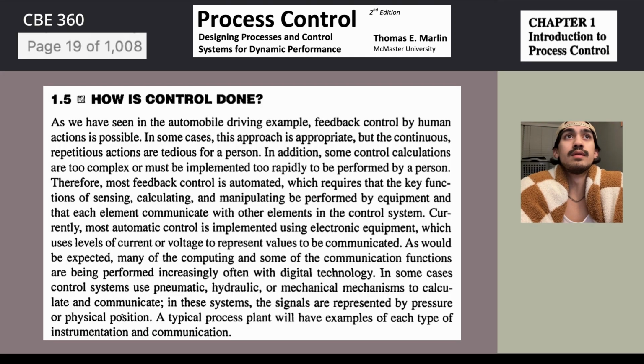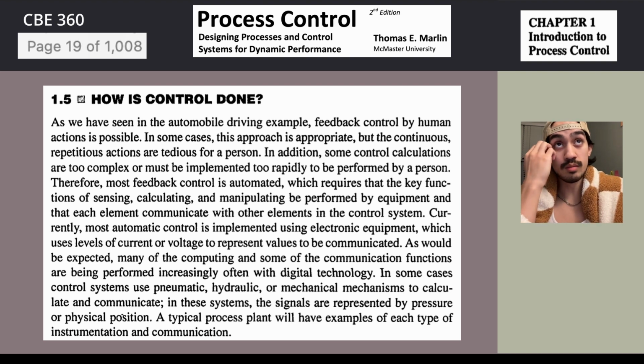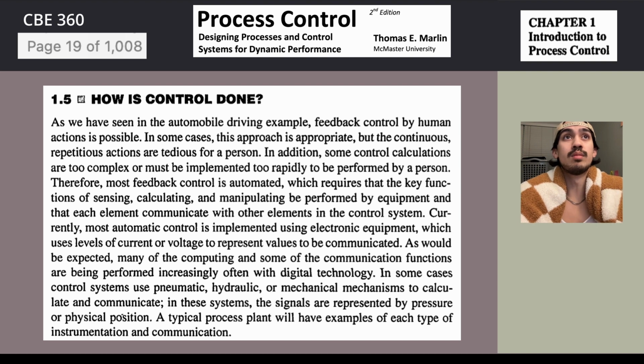1.5. How is control done? As we have seen in the automobile driving example, feedback control by human action is possible. In some cases, this approach is appropriate, but the continuous, repetitive actions are tedious for a person. In addition, some control calculations are too complex or must be implemented too rapidly to be performed by a person. Therefore, most feedback control is automated, which requires that the key functions of sensing, calculating, and manipulating be performed by equipment and that the elements communicate with other elements in the control system.